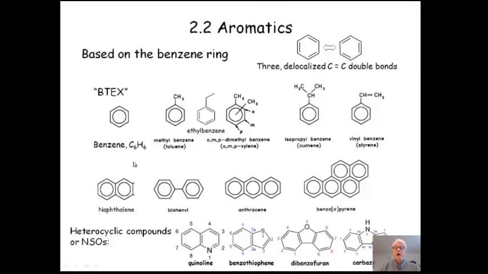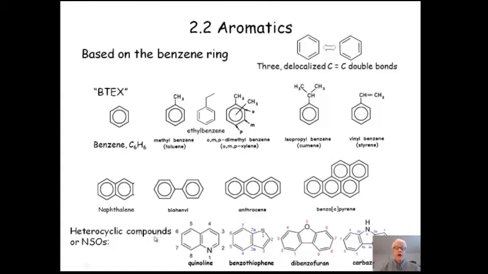PAHs are polynuclear aromatic hydrocarbons in which the benzene rings become fused or linked. Naphthalene is a very simple PAH with two benzene rings fused together. Biphenyl has them joined by a bond. Anthracene has three rings. Benzo[a]pyrene, a very toxic chemical, has five rings. And there are other ways to arrange the five rings, producing different chemicals.